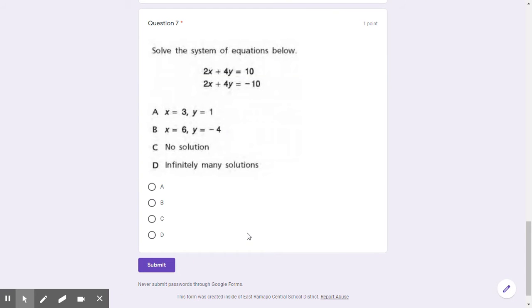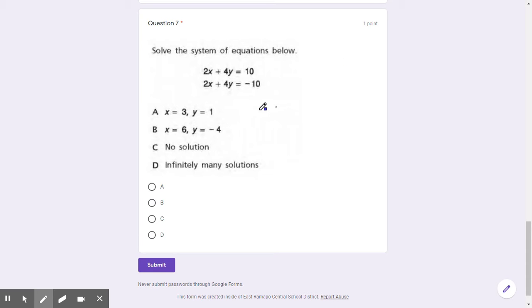For question 7, it says solve the system of equations below. And again, we're given two equations. Now we have to find out if it's going to be A or B, which has one solution, C, which has no solution, and D, infinitely many solutions. Okay, so let's go through our hints.